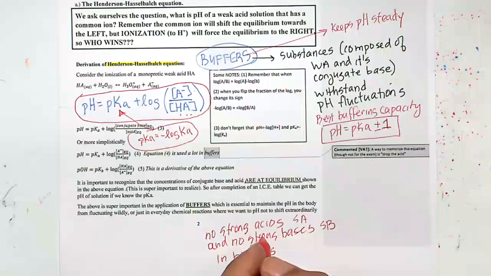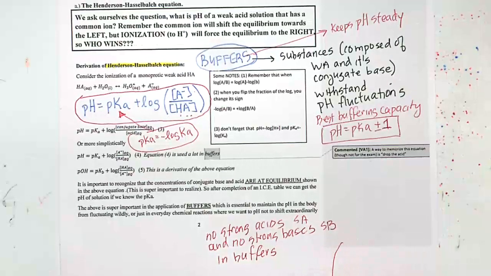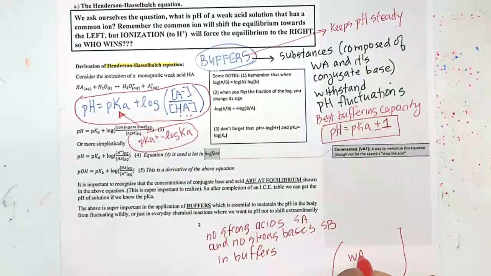If you add a strong acid in there, your buffer can never have a strong acid. Why? Because it'll eat up all the base. So that's not how you construct or make a buffer. A buffer is always going to be a weak acid with its weak conjugate base.